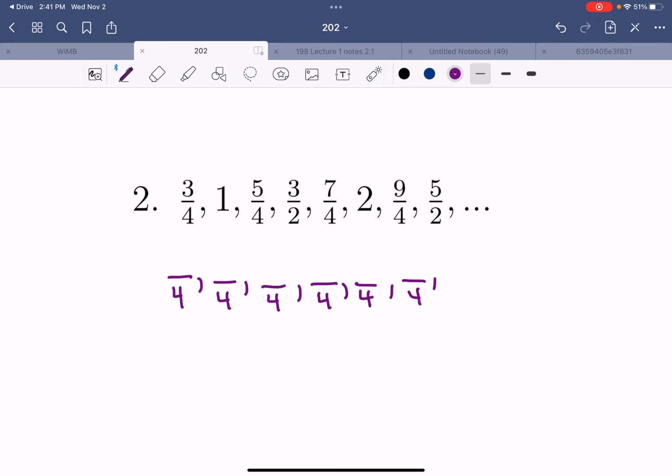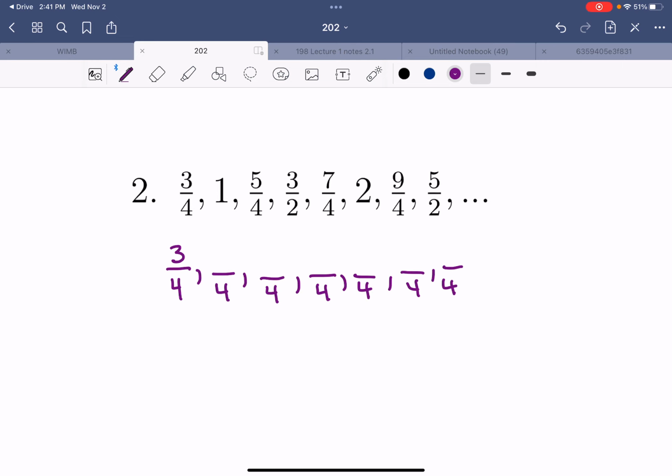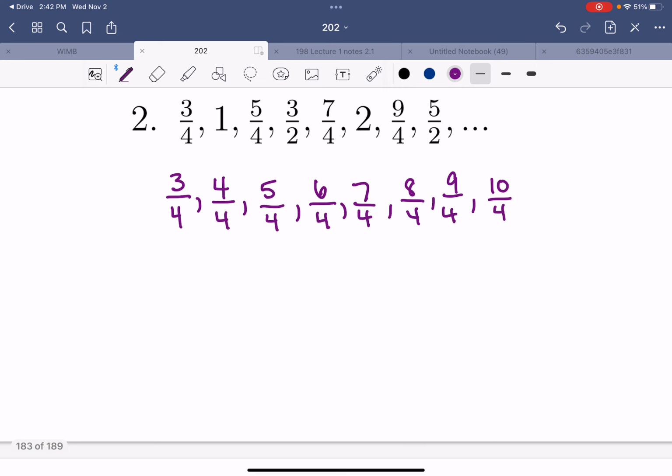Let's see if we can recreate something that we can find patterns with. So the 3 over 4 stays. In order to make 1, this would have to be 4 over 4. 5 over 4 stays. Get common denominators for 3 halves. That would be 6 over 4. Then you have 7 over 4. 2 would be 8 over 4. Then you have 9 over 4. And 5 over 2 would be 10 over 4. And that looks like a sequence I can work with.